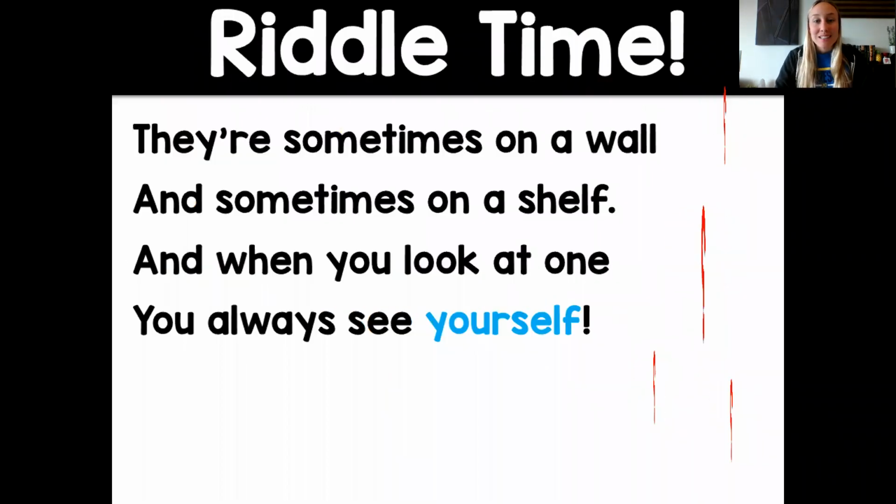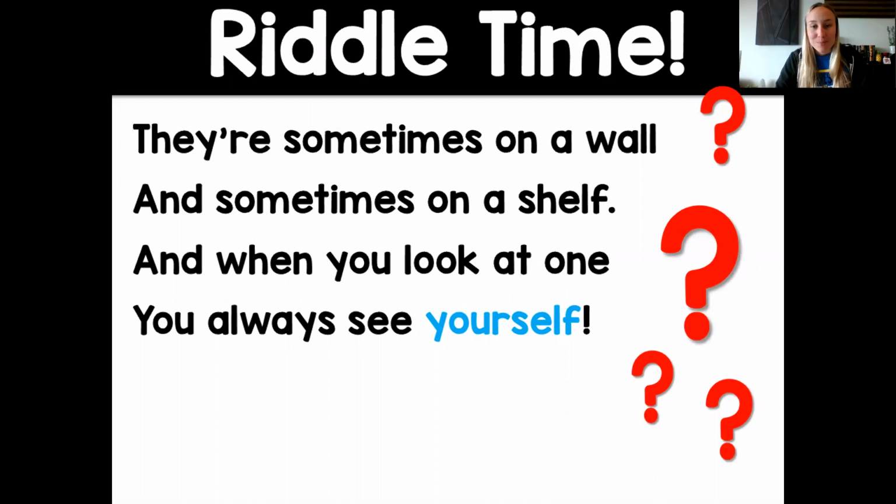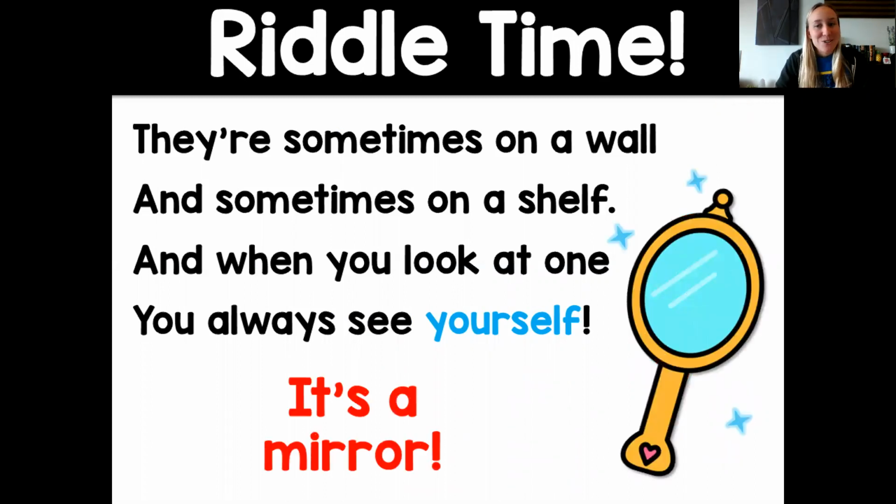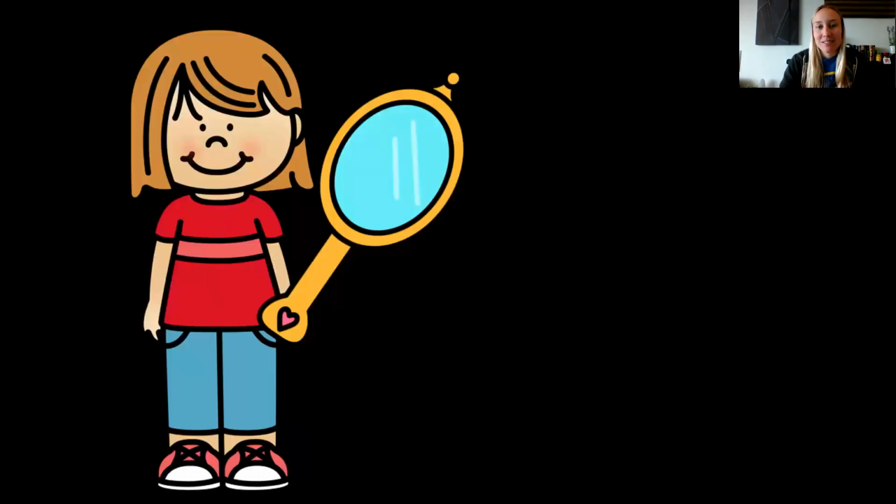So we're going to start today's lesson off with a riddle. See if you can figure out what this riddle is describing. They're sometimes on a wall and sometimes on a shelf. And when you look at one, you always see yourself. What do you think this riddle is describing? Did you say a mirror? If so, you are correct.